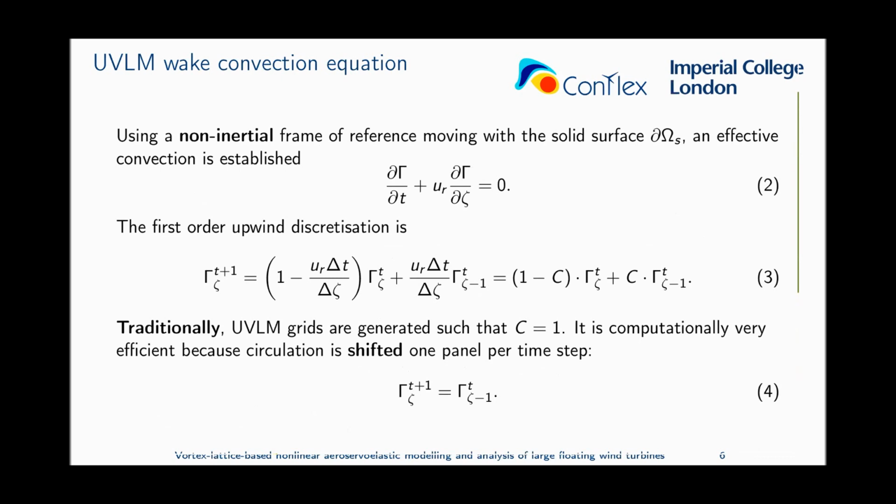And this establishes an effective convection of the circulation of the flow, according to equation 2 that you can see there. If we perform a first order upwind discretization of this equation, we get to equation 3, in which we can see the C coefficient, which is also known as the CFL coefficient. Traditionally, UVLM generates grids that comply with C equal to 1, because it makes the numerical treatment of the system extremely simple. As you can see in equation 4, the only thing that we do at every time step is shift the circulation from one panel to the next one.